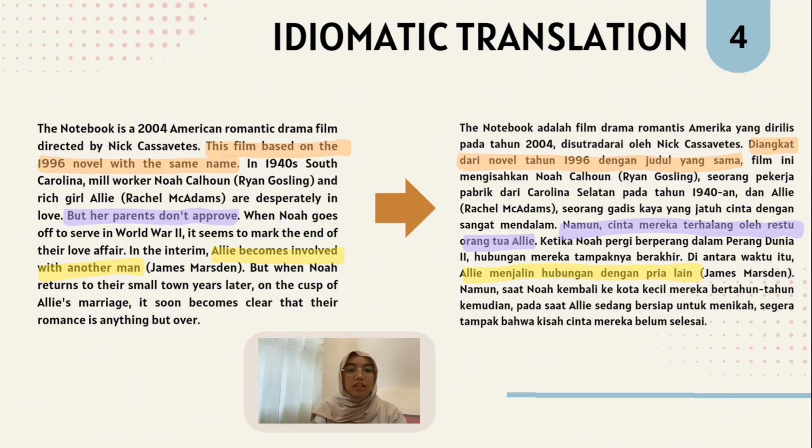There is actually a change of words in the quote "but her parents don't approve", translated into Indonesian by the idiomatic method as "namun cinta mereka terhalang oleh restu orang tua Ali", which changes the original words but is still the same in meaning. And the other example is "Allie becomes involved with another man", which in Indonesian is translated as "Ali menjalin hubungan dengan pria lain", which is also a change of words but still the same in meaning.